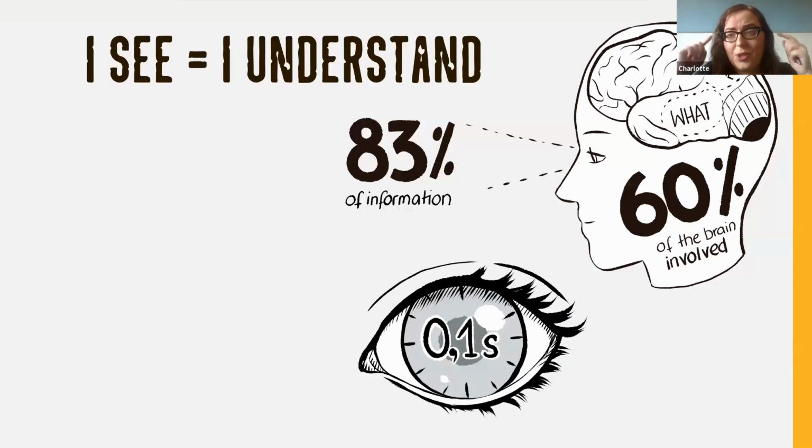We are also very quick with our eyes. We recognize a known object in only a tenth of a second. And if we had to listen to a description of that object, of course, that would take us a lot longer. So a picture is not only worth 1,000 words, but it can also save a lot of time.